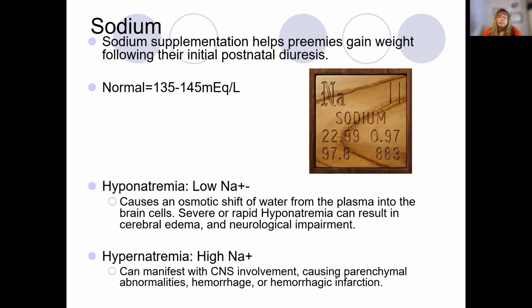Sodium supplementation helps the preemies gain weight following their initial postnatal diuresis. Normal sodium levels in a neonate should be 135 to 145. Hyponatremia, which is low sodium, causes an osmotic shift of water from the plasma into the baby's brain cells. So severe or rapid hyponatremia can result in cerebral edema and neurological damage. Hypernatremia, high sodium levels, can manifest with CNS involvement, causing parenchymal abnormalities, hemorrhage, or hemorrhagic infarction.